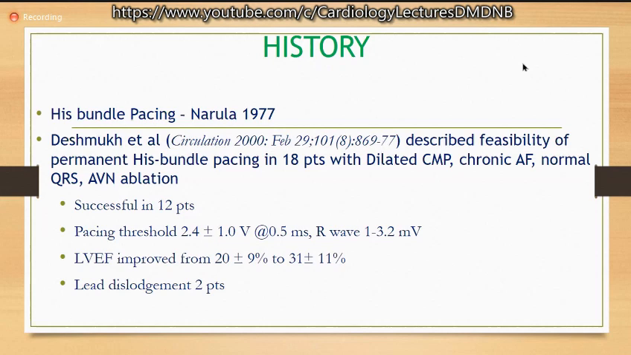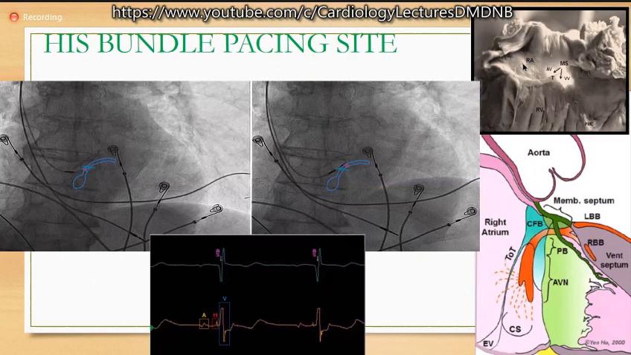So this is where we actually target in His bundle pacing. As I said, you don't have to cross the tricuspid valve. You target somewhere in the membranous septum, that is the AV septum, the septum adjoining the right atrium to the left ventricle. The membranous septum, where the penetrating bundle of His goes in, is where we pace the lead for capturing the His bundle. Obviously, it is based on the electrograms, which show sharp His bundle potentials, large ventricular electrograms, and small atrial electrograms. So this is the site for His bundle pacing.